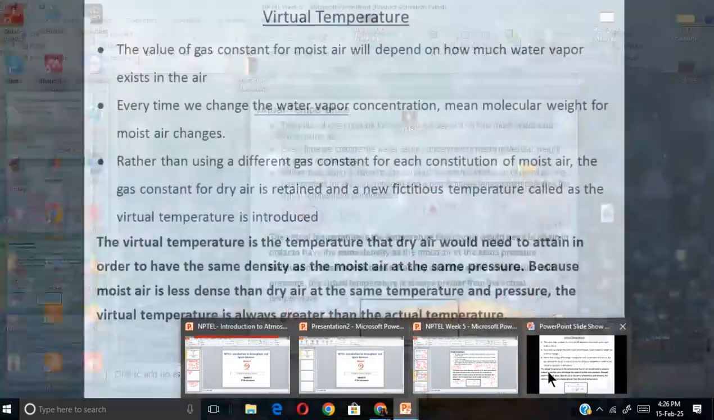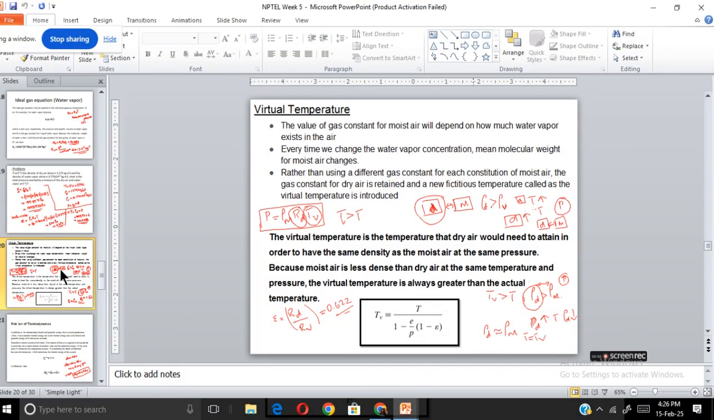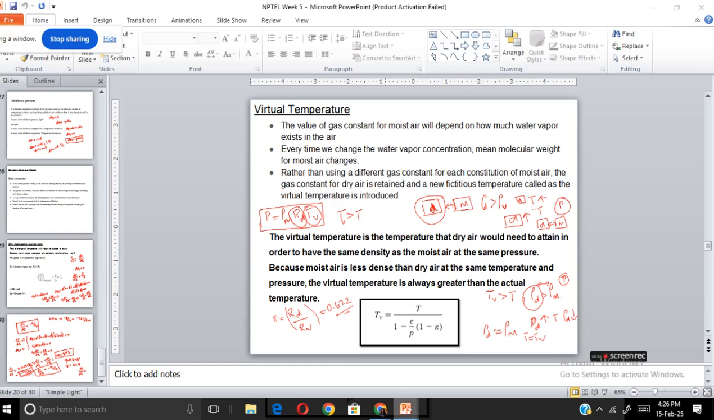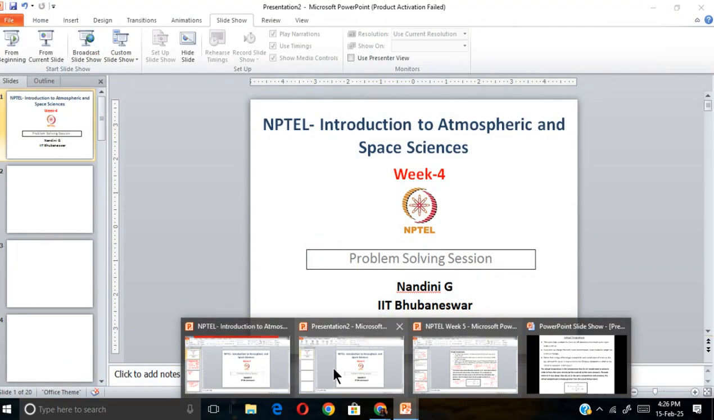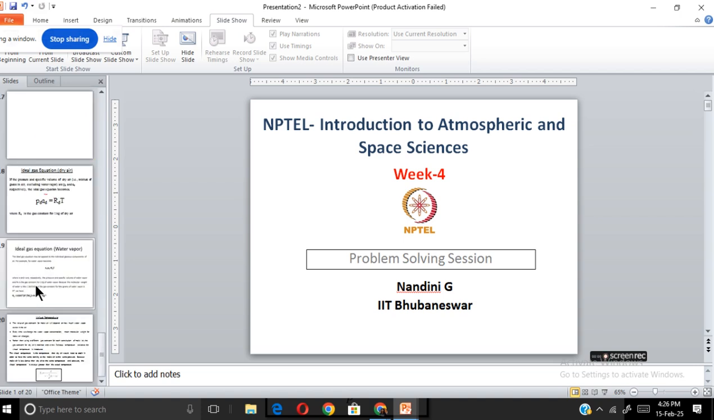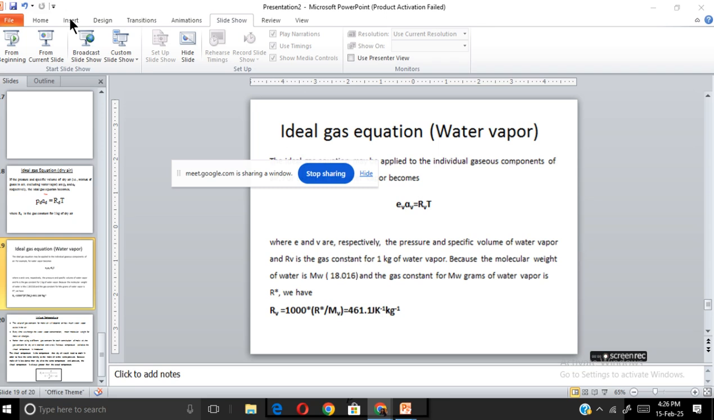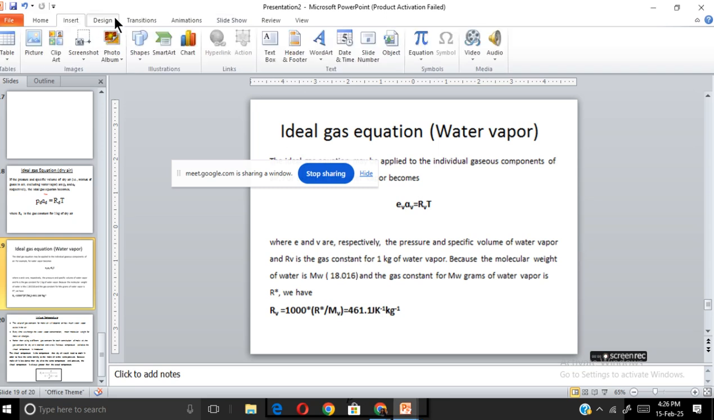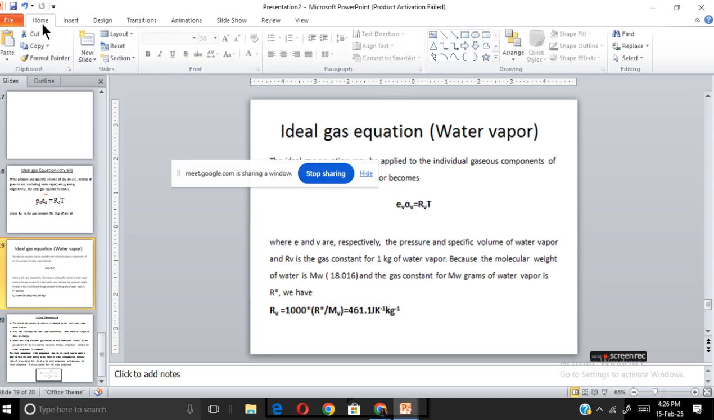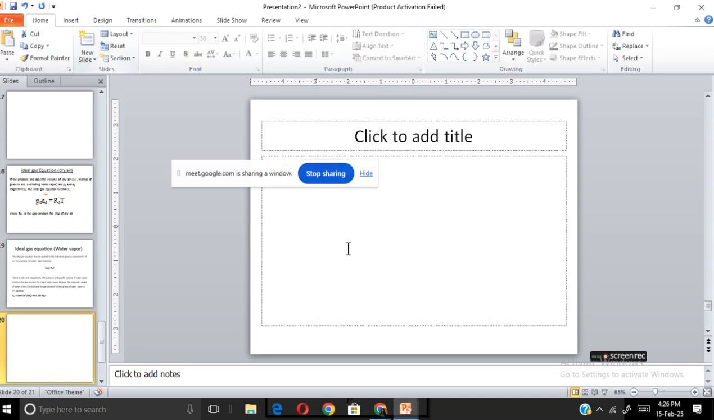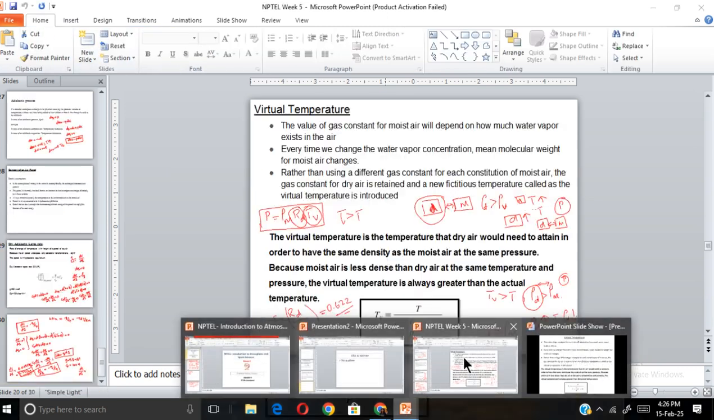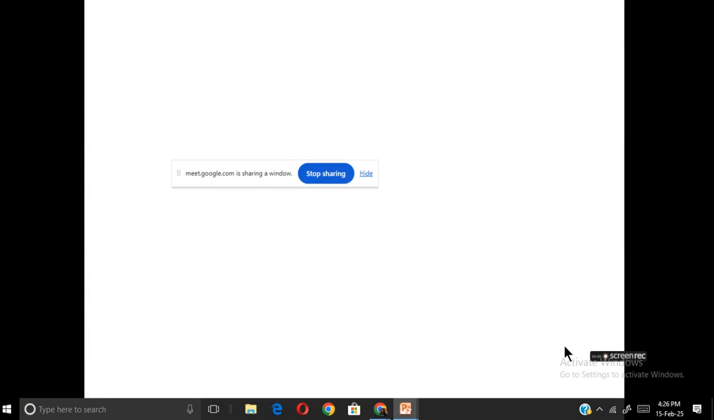moisture. Now let us solve a problem using the ideal gas equation.